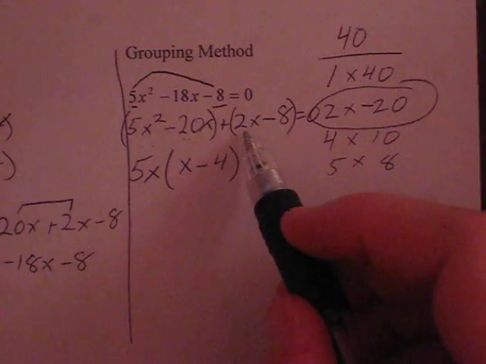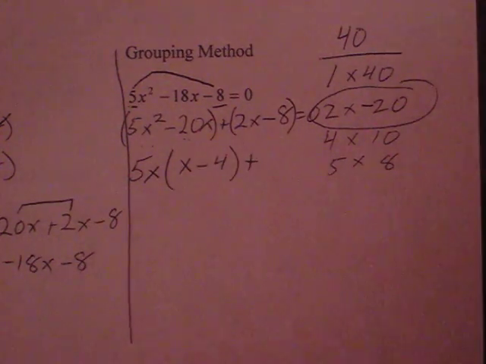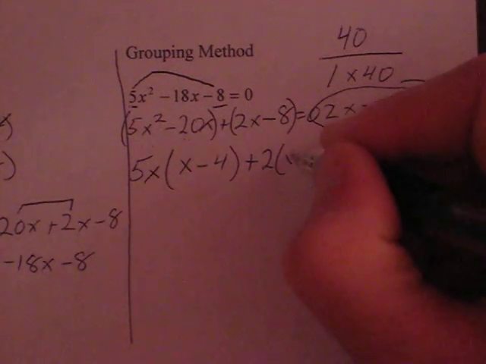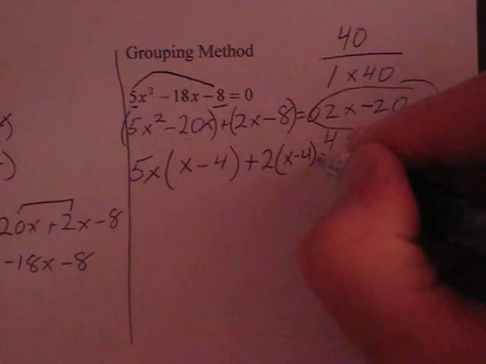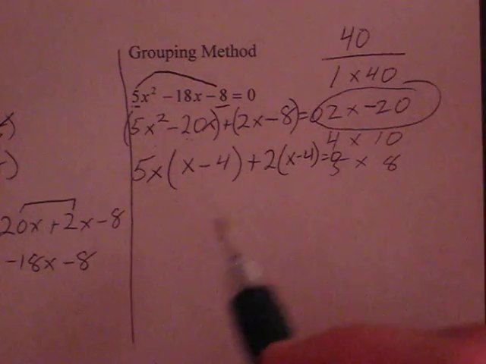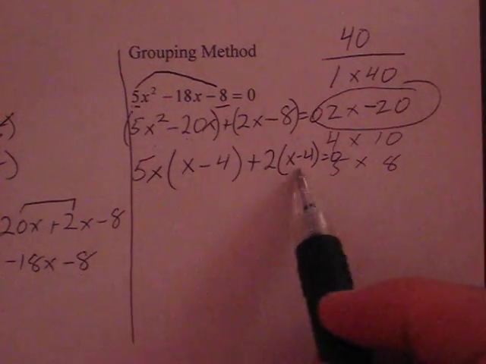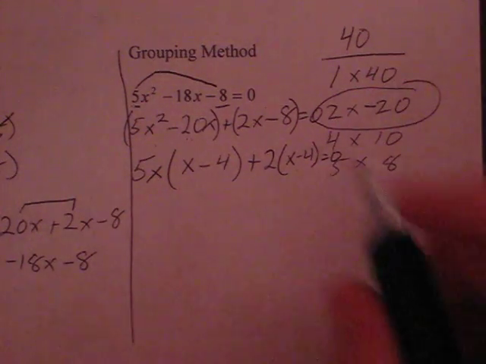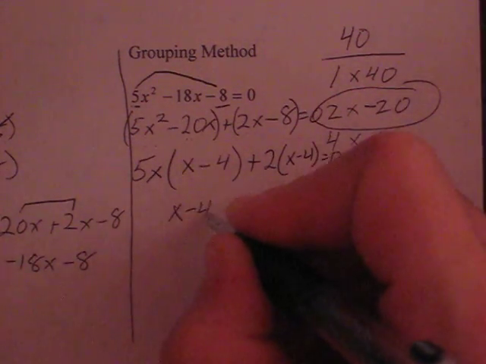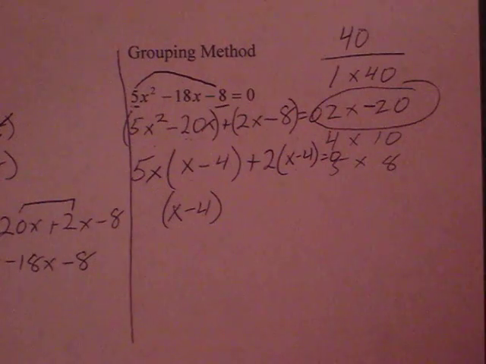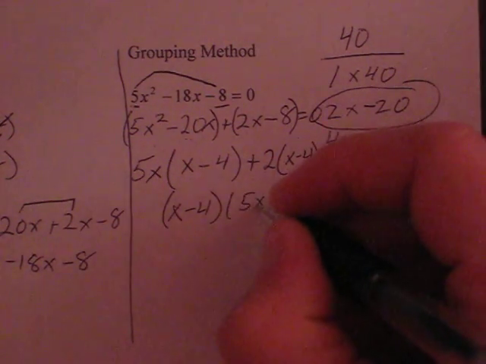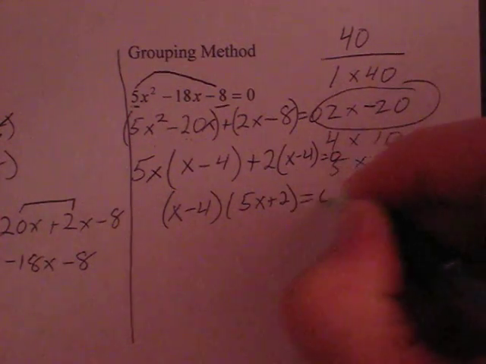Plus, numerically in this term, I'm going to do the same thing. I look for the greatest common factor. There's the greatest common factor of 2, and then I have x minus 4. Now, once I get here, I notice that I have x minus 4 in each term. So that means that x minus 4 is the greatest common factor, and so I'm going to bring that out to the front as my greatest common factor, and I write what I have left, which is 5x plus 2.